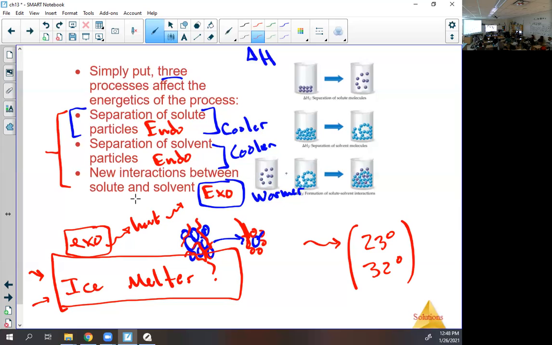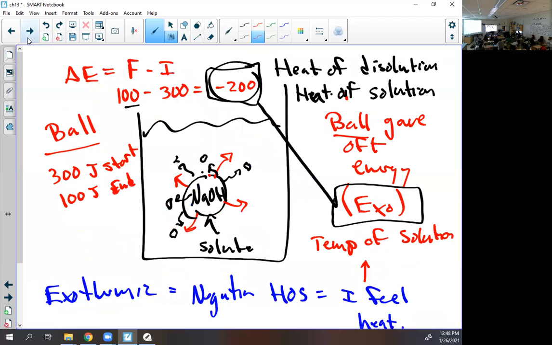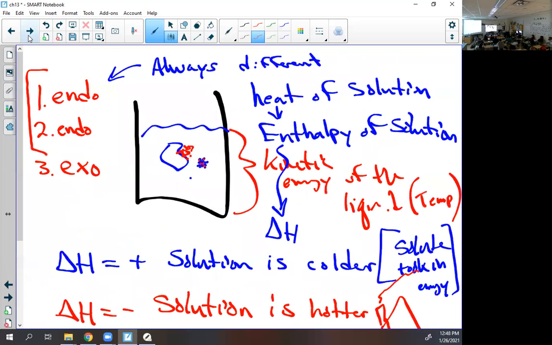Okay, we got to go on. All right, but just realize the balance of these will tell us whether something's endo or exothermic. All right, now I'm going to skip that for now.